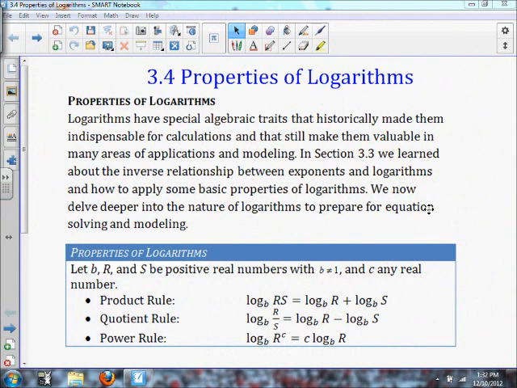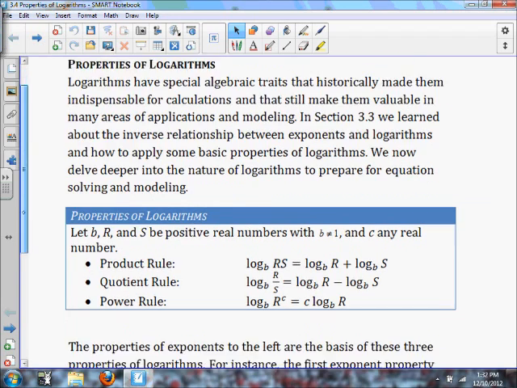Talk about 3.4, the properties of logarithms. Now, logarithms have special algebraic traits that historically made them indispensable for calculations and that still make them valuable in many areas of applications and modeling. In section 3.3, we learned about the inverse relationship between exponents and logarithms and how to apply some basic properties of logarithms. We're now going to delve deeper into the nature of logarithms to prepare for equation solving and modeling.